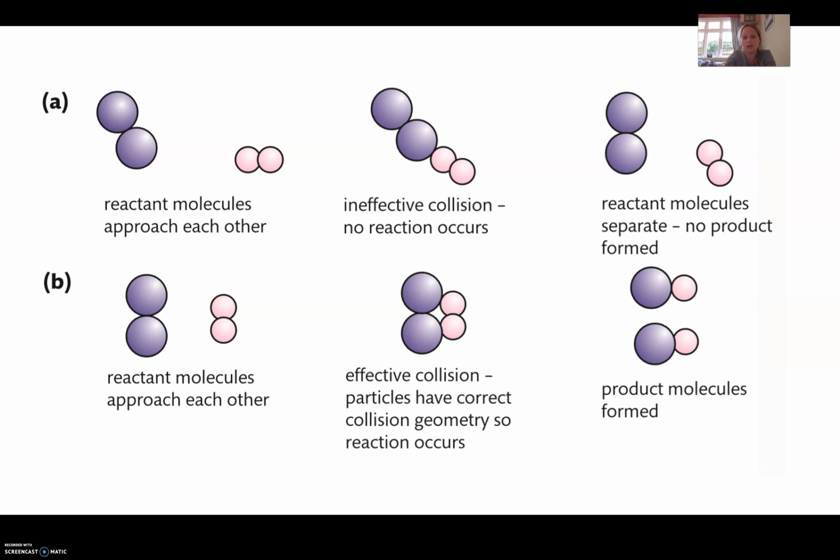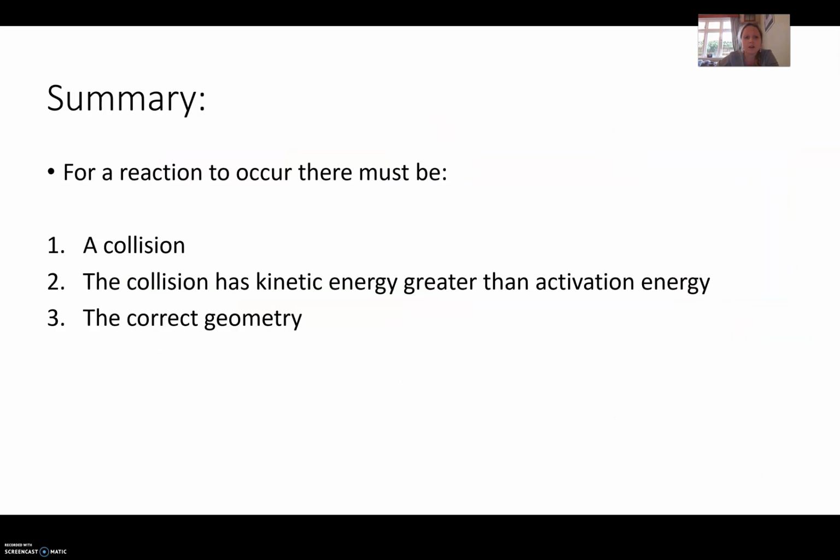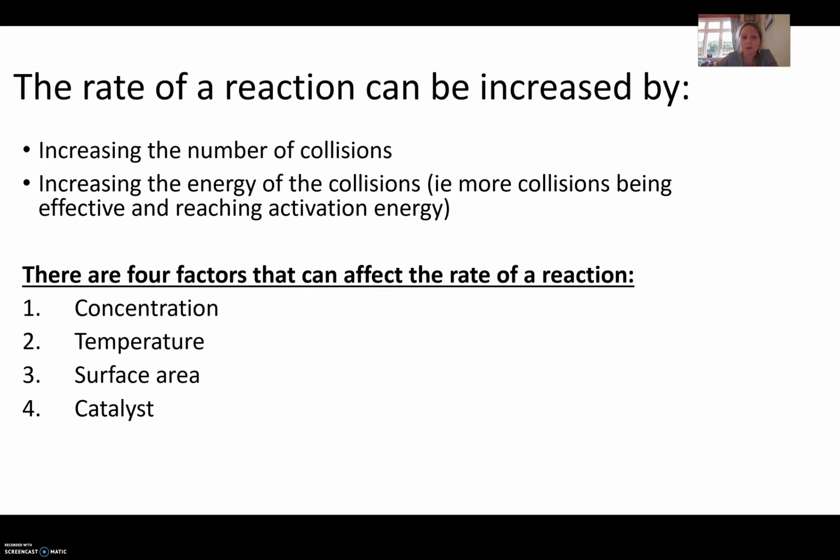So this is not an effective collision, and that's because only these two terminal atoms are colliding, and therefore it won't lead to an effective collision, and so they will not form products. Whereas here you can see they're both able to make contact, and they can make two new products. So in summary, for a reaction to take place, there must be a collision, and the collision must have kinetic energy greater than the activation energy, and they must have the correct orientation or geometry.